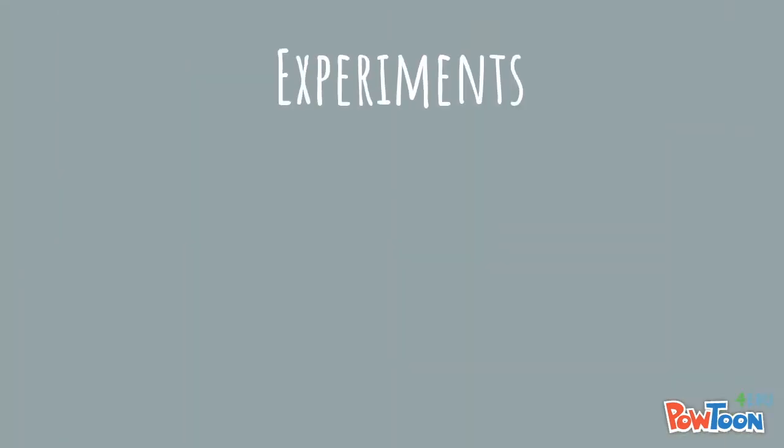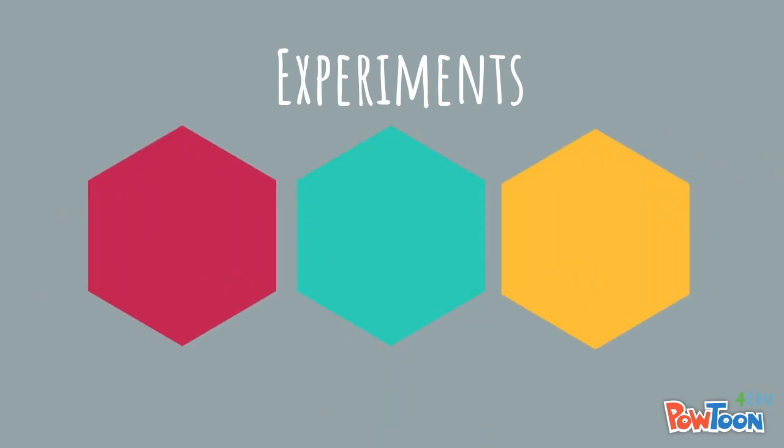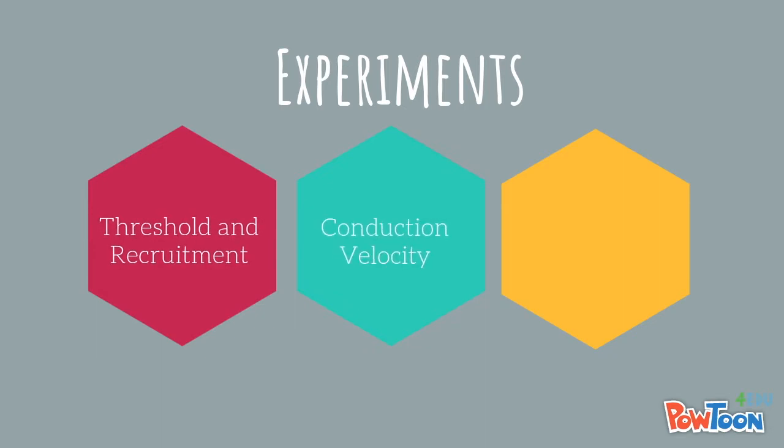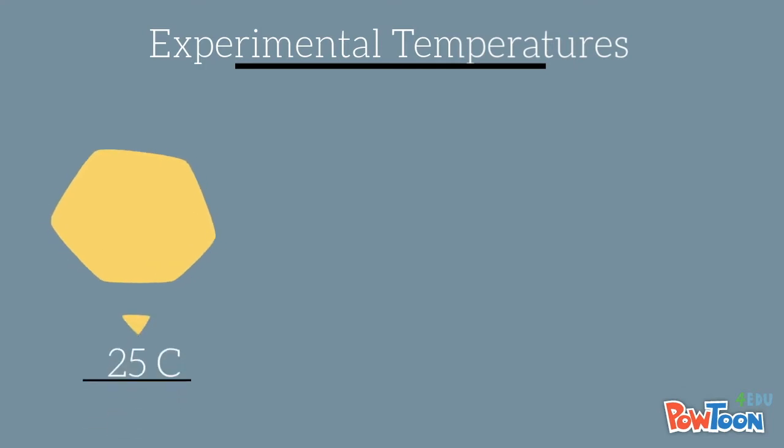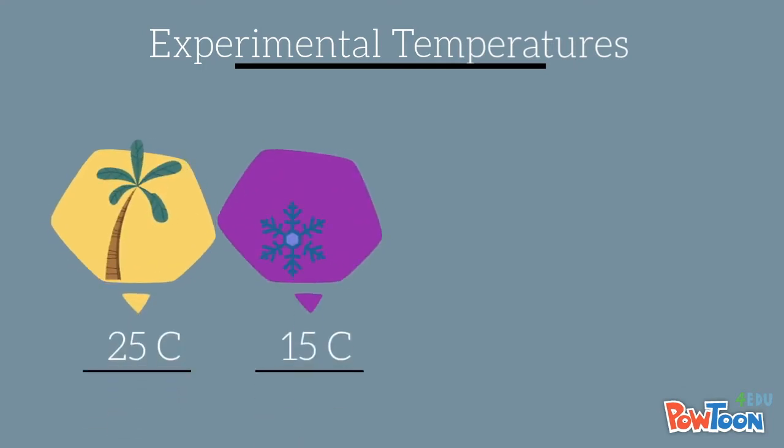The purpose of our experiment was to examine the effects the different temperatures of Ringer's solution would have on the threshold and recruitment, conduction velocity, and refractory period of a frog's sciatic nerve. We used Ringer's solution at 25, 15, 37, and 60 degrees Celsius.